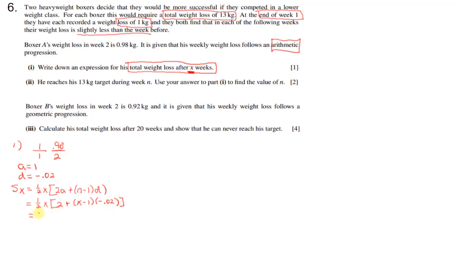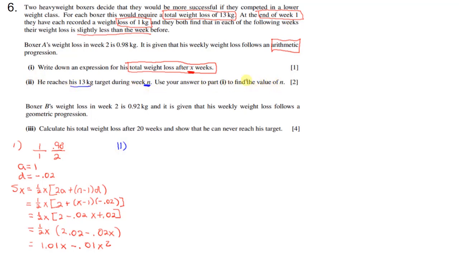Then all we've got to do is distribute the negative 0.02 to our X, and combine the like terms. We're going to get 2.02 minus 0.02X, and then we multiply that by 1/2 X. So then we get 1.01X minus 0.01X squared. And that's writing the expression for X.